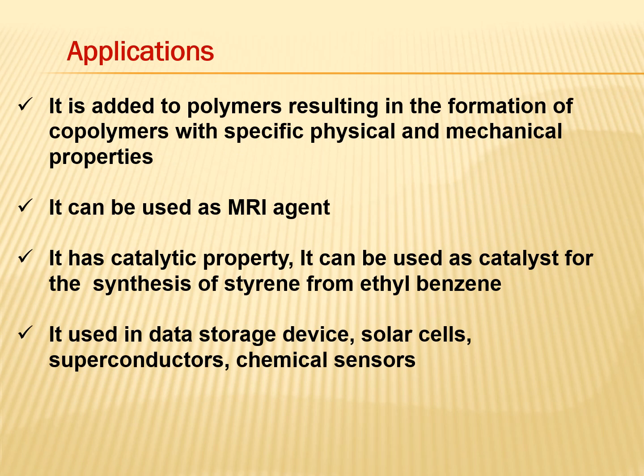Now come to applications. Fullerene has a number of applications because of its cage-like structure. Fullerene can be added to polymers to form copolymers with specific physical and mechanical properties. It can also be used as an MRI agent. It has good catalytic property. It is used as a catalyst for the synthesis of styrene from ethylbenzene.